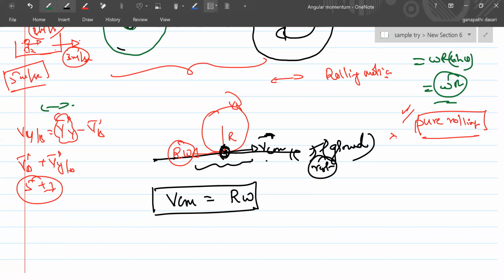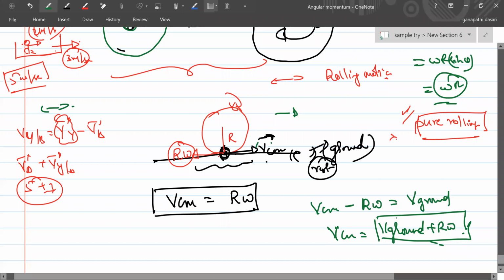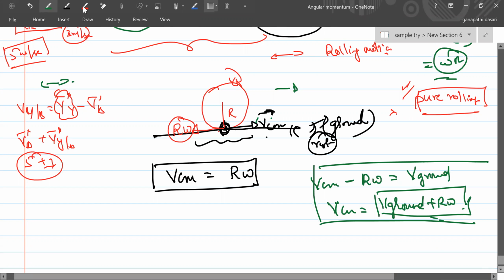When the ground is not at rest, then we need to consider its velocity also. Then we write: velocity of center of mass minus r omega is equal to velocity of the ground. Got it? If the ground is going in the forward direction, then velocity of center of mass is equal to velocity of the ground plus r omega. Got it? Now keep it. Now velocity of center of mass is r omega.